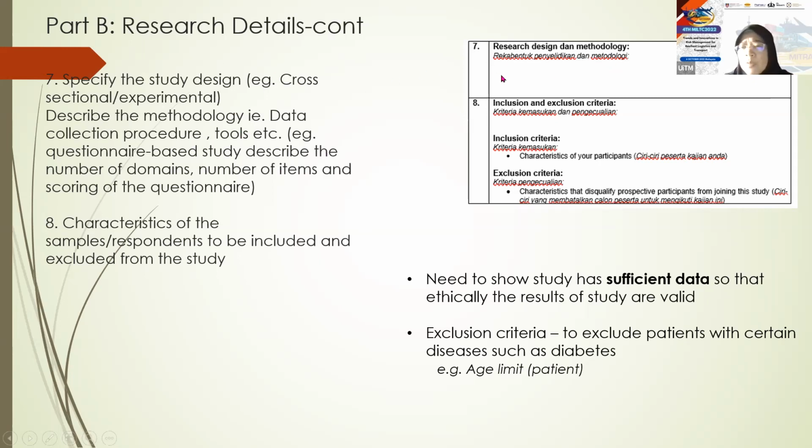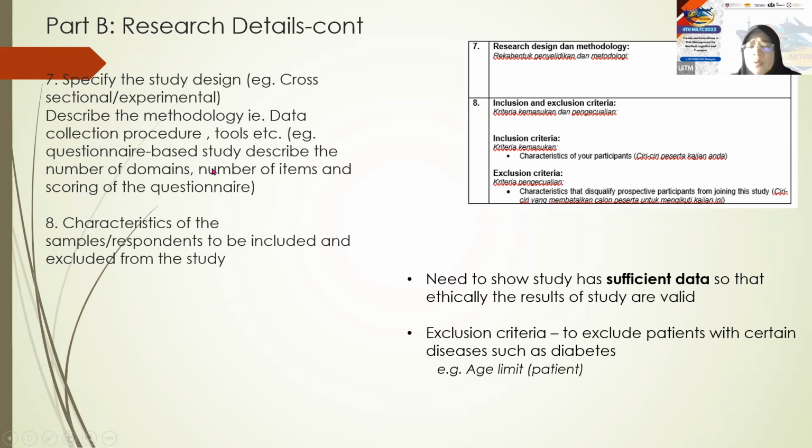Number 7, you must put in the research design and the methodology. This comes from chapter 3 of your research proposal. You must specify clearly what the design of your study is, for example, cross-sectional, or you are doing an experiment. Basically you need to describe the methodology in detail. For our case, we don't really do any experiment, but we are doing data collection. So you need to describe the data collection procedures.